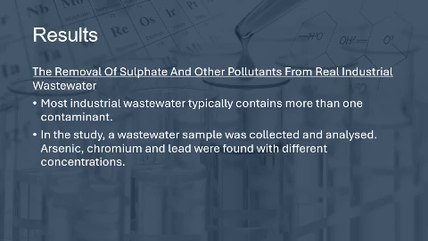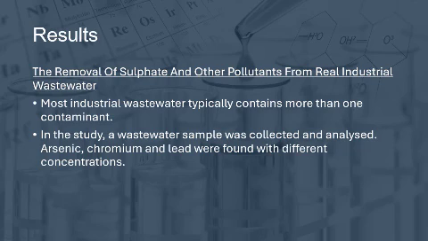Most industrial wastewater typically contains more than one contaminant. In this study, a wastewater sample was collected and analyzed. Arsenic, chromium, and lead were found with different concentrations. The adsorbent removed more than 98.7% of the sulfate ion in the presence of arsenic, chromium, and lead, which were also eliminated alongside the sulfate ion. This could be due to the adsorbent's high surface area.